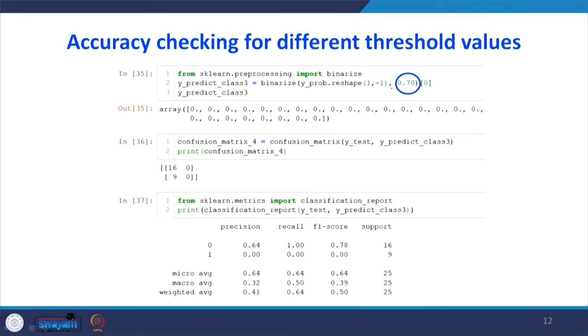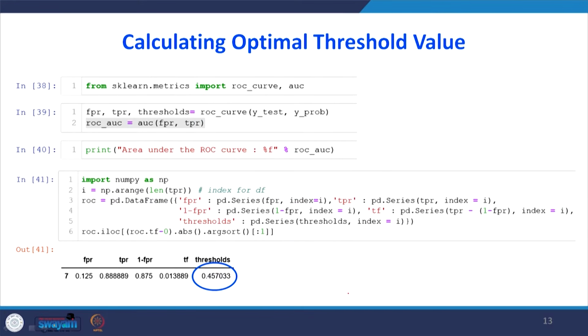If you take threshold value 0.7, what is happening here is that the true negative value is increased, but there is no true positive at all. So, after a certain threshold value we are not able to get true positive values, but the other values are a little improved. But the question will come, how to choose the right threshold value.